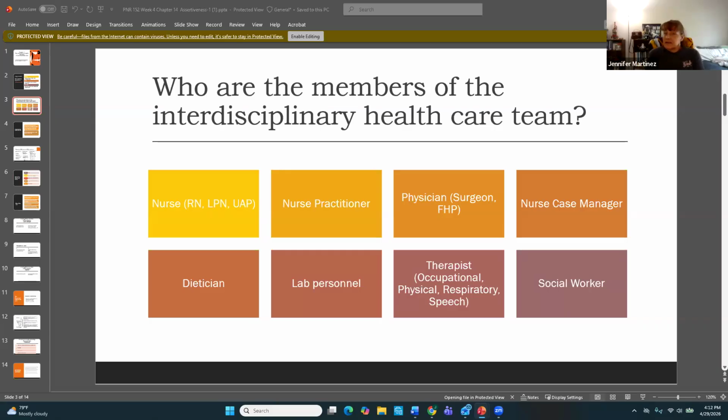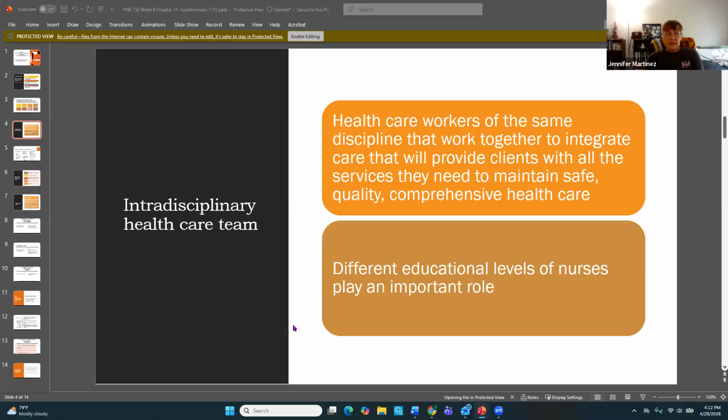interdisciplinary care team. And in some cases too, when you're working in a long-term care facility, we will also add activities. Okay, so your activities director, your activities personnel will also be part of that IDT. Feel like I'm missing somebody else. But generally, these are just an overview of what some of those members would be.